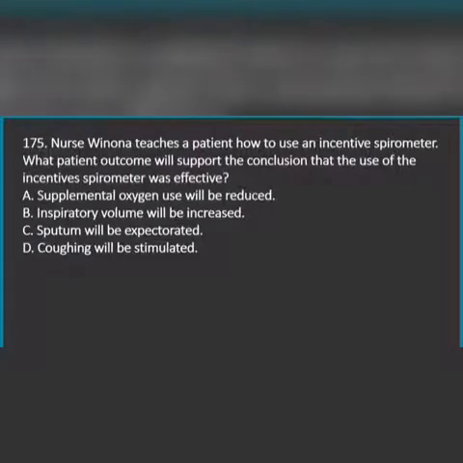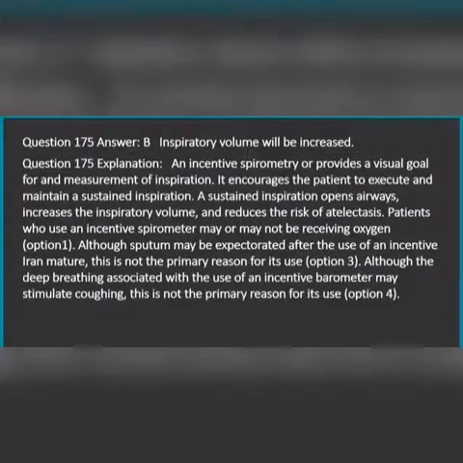Question 175. Nurse Winona teaches a patient how to use an incentive spirometer. What patient outcome will support the conclusion that the use of the incentive spirometer was effective? A. Supplemental oxygen use will be reduced. B. Inspiratory volume will be increased. C. Sputum will be expectorated. D. Coughing will be stimulated. Question 175. Answer: B. Inspiratory volume will be increased.